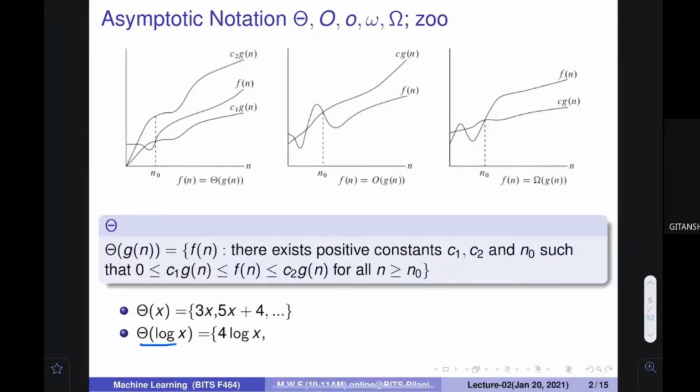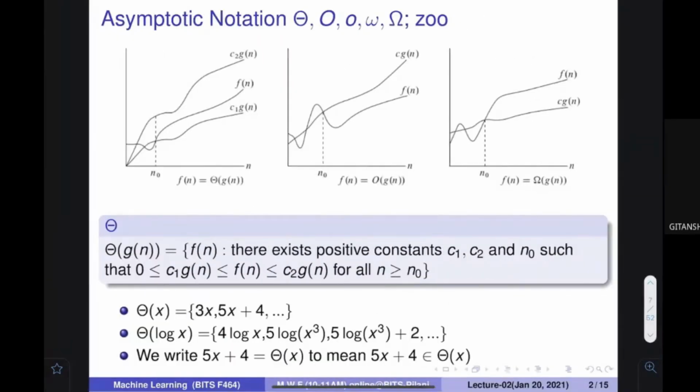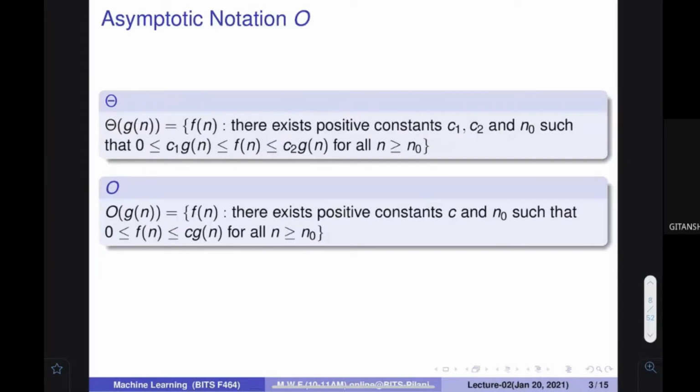All right, a few more examples. What is the theta of log x? Those functions where some constant is multiplied, or something is added, like 5x cube, because you know that 3 can come out, then it becomes 15, or 5 log x cube plus 2. All these functions are in this particular set. So now you understand what I mean by theta. We can write 5x plus 4 is equal to theta of x when this function belongs to this set. Make sense? So the definition is clear.